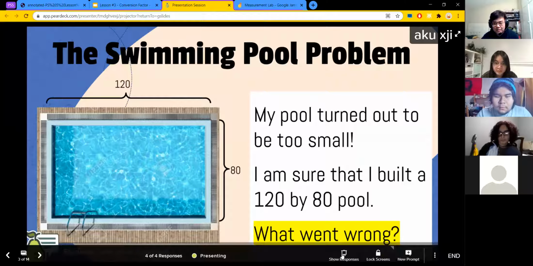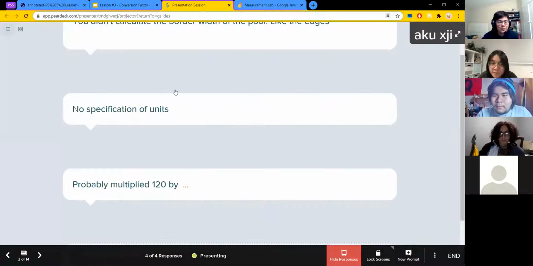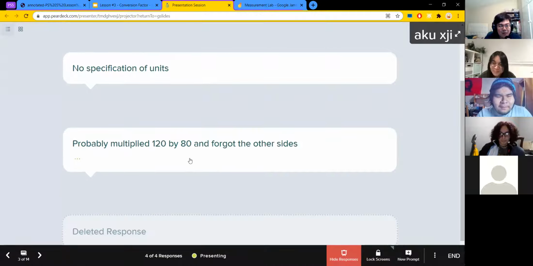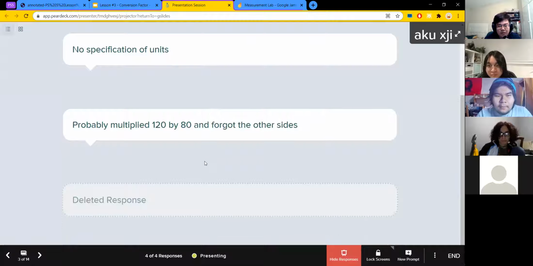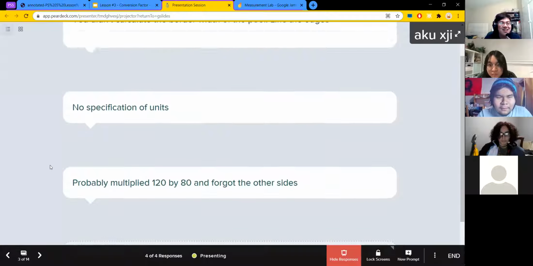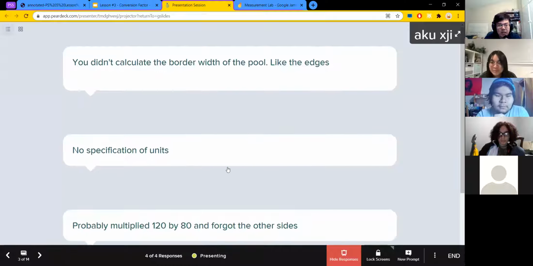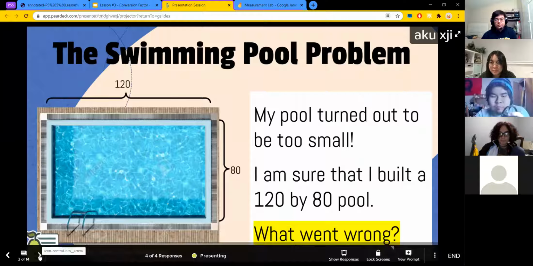All right, everybody answered. So now let me look through them. You didn't calculate the border width of the pool. The edges. Okay. No specification of units. Okay, good. Probably multiply 120 by 80 and forgot the other sides. Okay, so this is similar to the edges one. And then somebody deleted their response. But it seems like you guys have pretty interesting ideas about what went wrong in the problem. So okay, that's a good checkup for now, and we could move on.